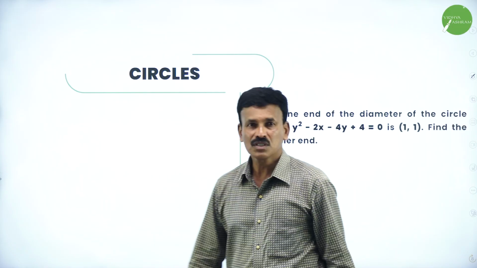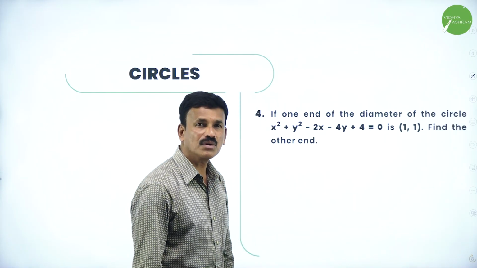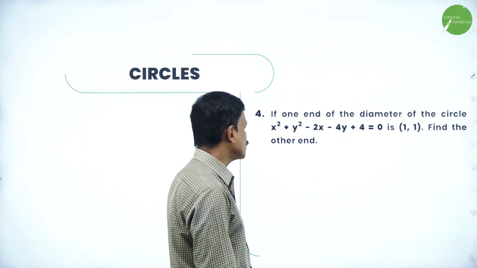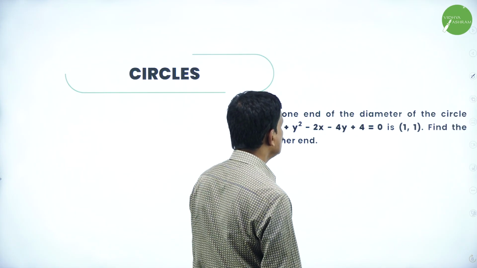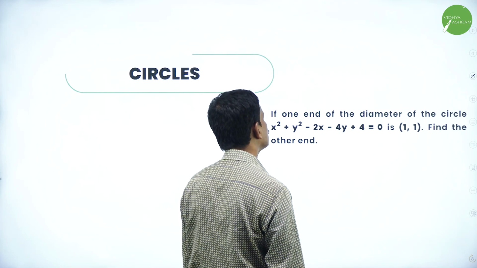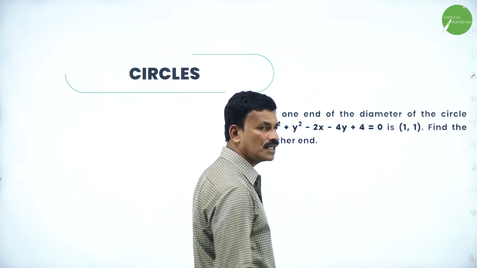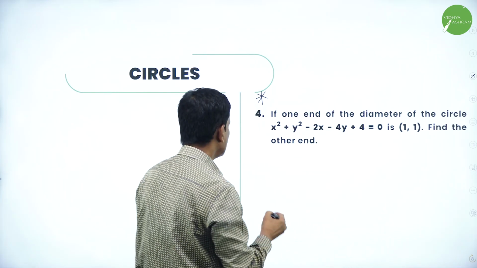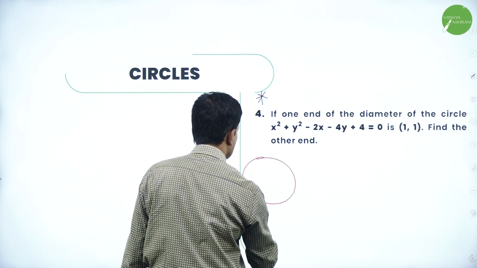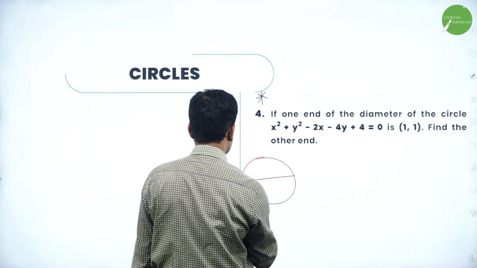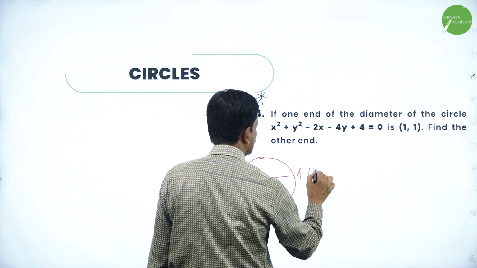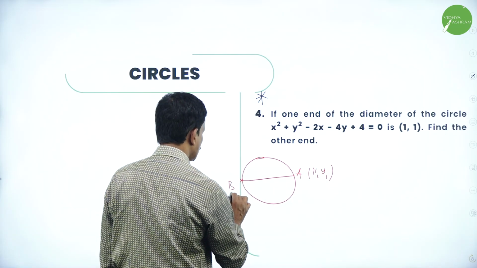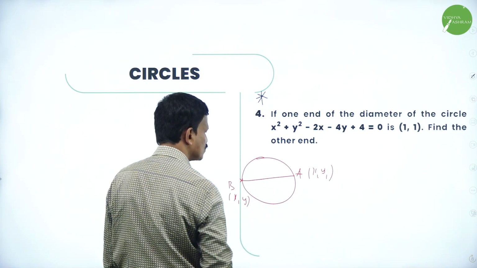That's it. Okay. Now, let us move on to the next problem. If one end of the diameter of the circle x square plus y square minus 2x minus 4y plus 4 is equal to 0 is 1, 1, find the other end. So this is also a very important problem. So here what is given? This is a circle. One end of the diameter is given, say this is A, x1 comma y1 is given. Now find the other end of the circle, B, x comma y is to be determined.